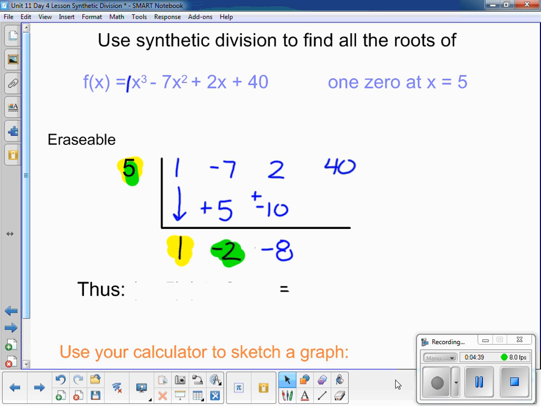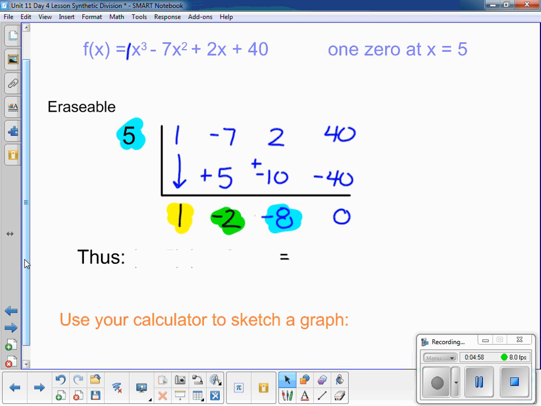And then I say, all right, 5 times negative 8 is negative 40. And I get a remainder of 0, which means that my answer worked out. Now what this means is, if I have a 0 at 5, my answer has to have an x minus 5 in it because that gives me a root of 5.